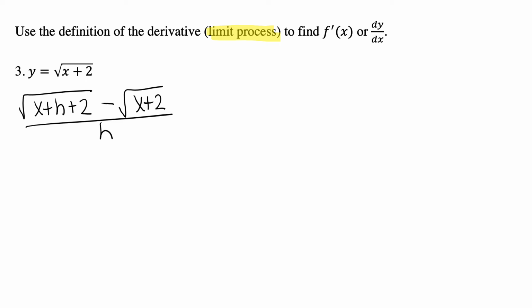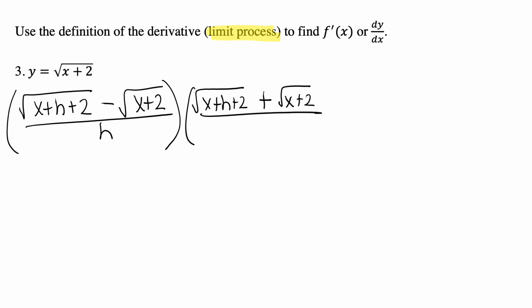We've seen problems like this before. We have to think back to those techniques we learned in chapter 1, and to solve this problem, we actually have to use the rationalizing technique and multiply by the conjugate. So I'm going to multiply by the square root of x plus h plus 2 plus the square root of x plus 2 over itself, square root of x plus h plus 2 plus the square root of x plus 2.